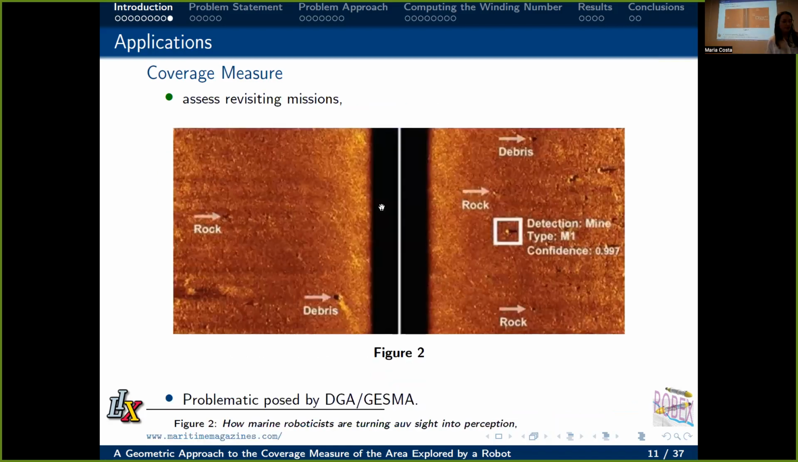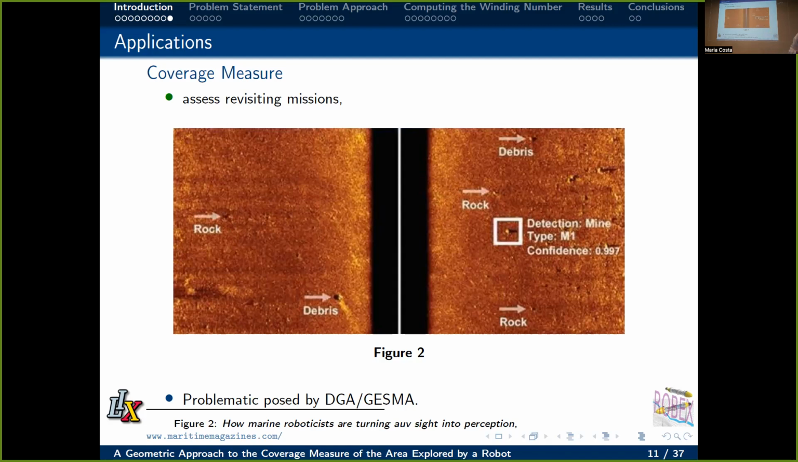And then the other application is for what I call SAS Revisiting Missions. So this is a problematic that was posed by the French Defense Agency, DGA, to the ROBEX team. And to understand it, I think it's better to look at the image. So we have this image of 2 lateral sonars. And as you can see, well, you can see very clearly, we have some rocks, we have some debris, and we have an underwater mine that was detected.